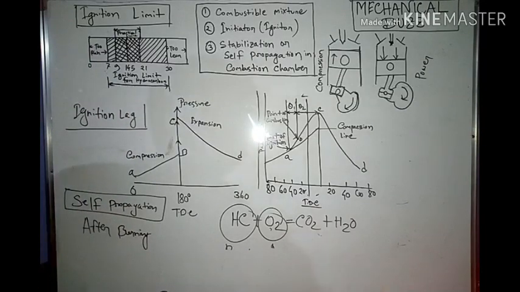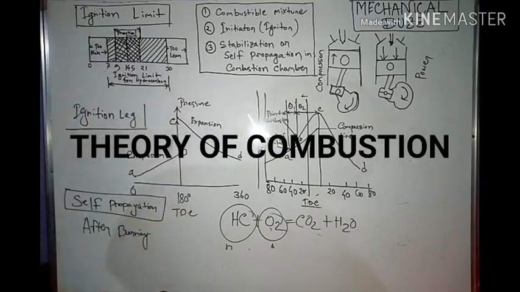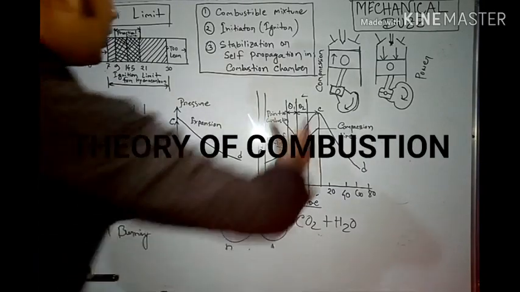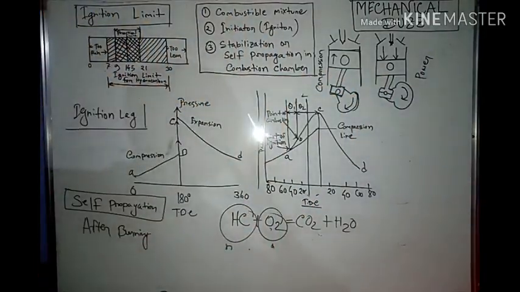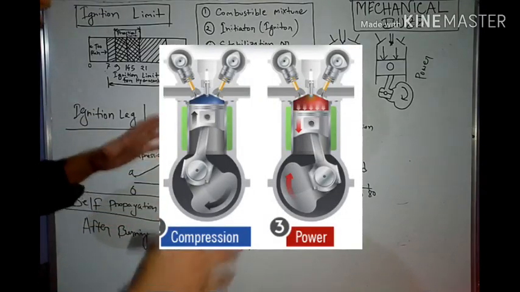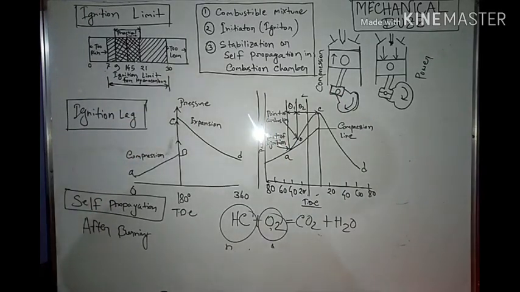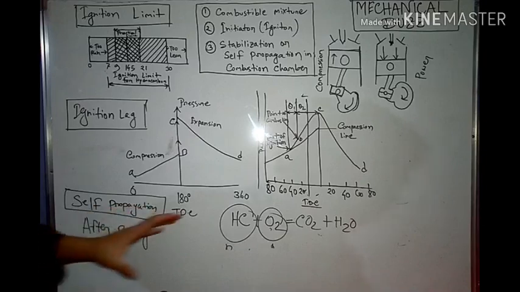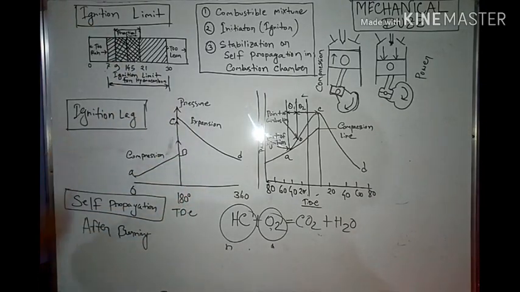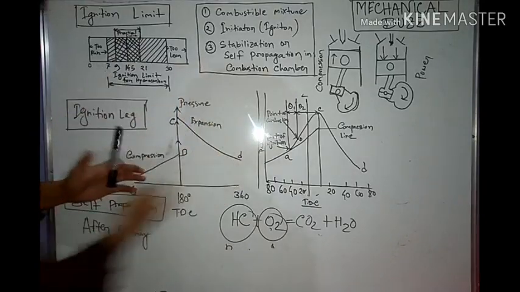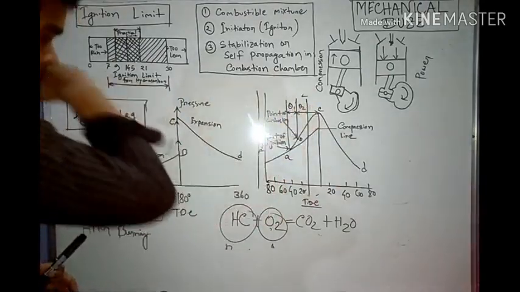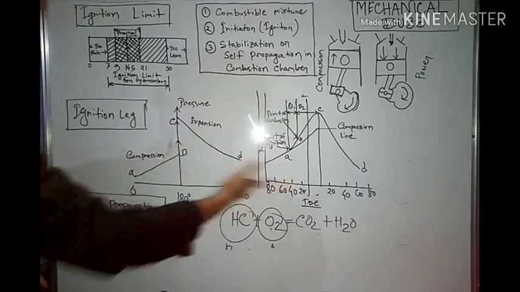Before that, we have to understand the theory of combustion. To do so, I drew two schematic diagrams of two stages of a four-stroke engine: one is compression and the second one is power. To understand basic combustion theory, you need to look very carefully. Please attentively try to understand, and put attention on this diagram because we will explain it later.